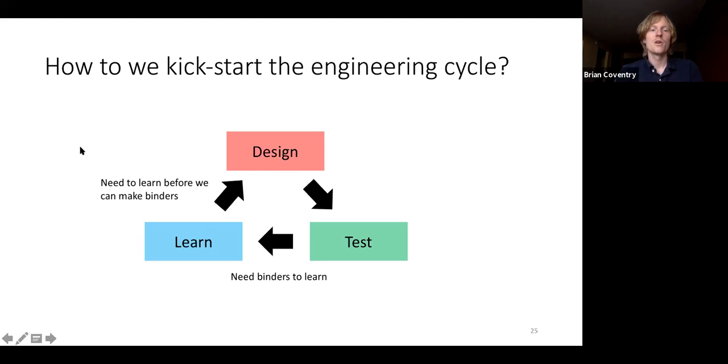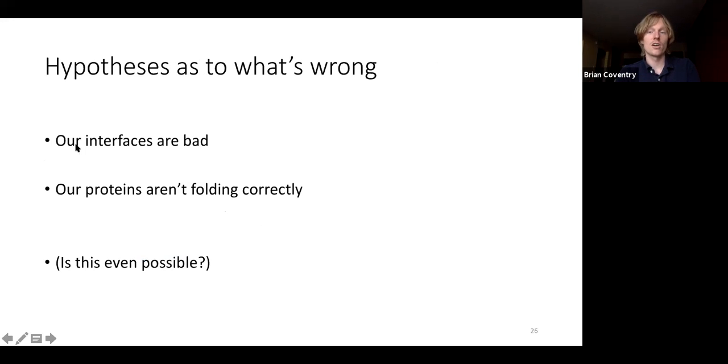And so we had a few hypotheses as to what's wrong. The 2 simple ones are either you're designing bad interfaces or you're designing bad proteins. I mean, what else could be wrong, right? Either you don't know how to make an interface or you don't know how to make a protein. And the tricky part is that if you don't know how to make a protein, you get the same readout as your interface being bad. So you just have to kind of guess which one's wrong and try to make it better.